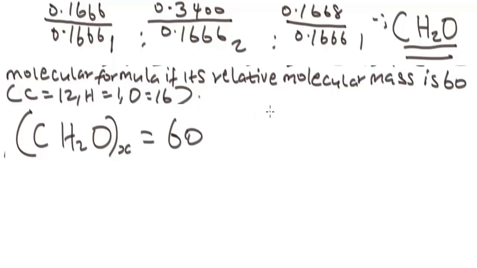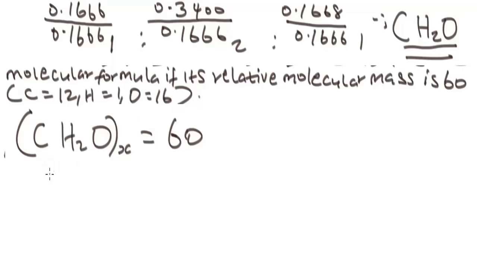Now there are some questions that do not give you the relative molecular mass; they give you the relative density instead. Note that relative molecular mass is twice the relative density. So if you are given relative density and not relative molecular mass, you have to multiply the relative density by 2 to get the relative molecular mass. So take note of that. Here we already have the relative molecular mass, so there's no need to convert it again.